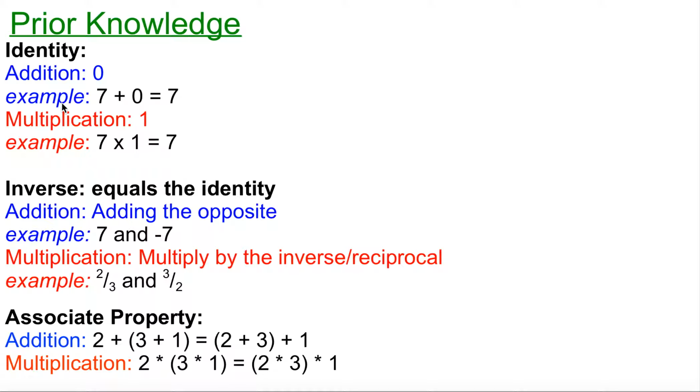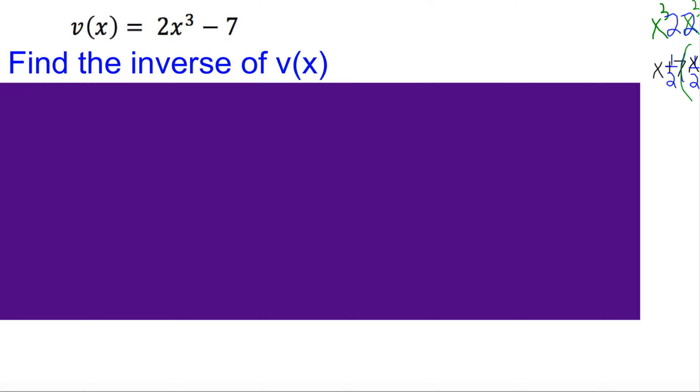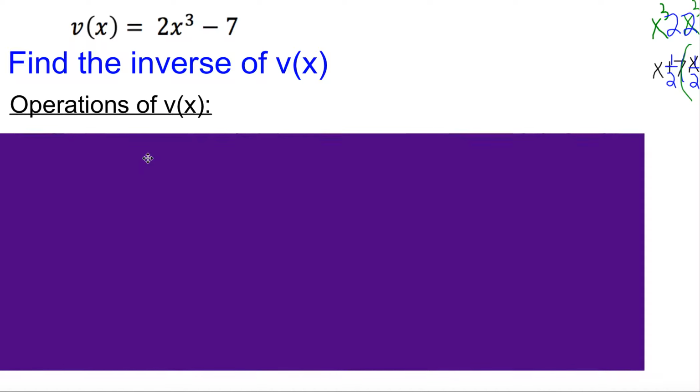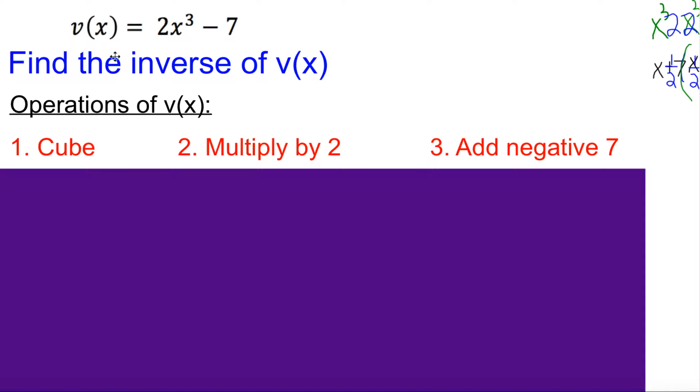After discussing the different properties we'll need to know, I would start working with our students to find an inverse. So when we have a function v of x, in order to find the inverse, we have to first talk about what's going on in v of x. So we want to start with our operations of v of x. If we look here, we have a function v of x, and that means we're taking this number x and we're doing different things to it.